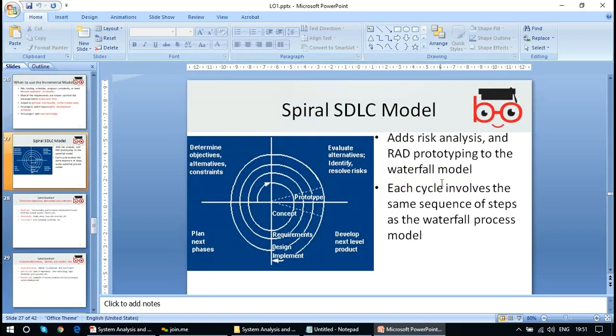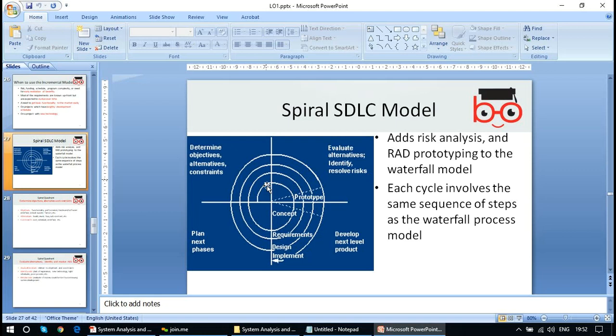Okay, then another is the spiral model. In the spiral model, the process falls into a kind of spiral. You start with determining the objectives and alternatives, then evaluate the alternatives, and provide the prototype. Or maybe you could start with the risk development at any stage. Basically, when you think about the spiral model, the most important thing is that they check the risk analysis, and they keep on producing into the spiral.